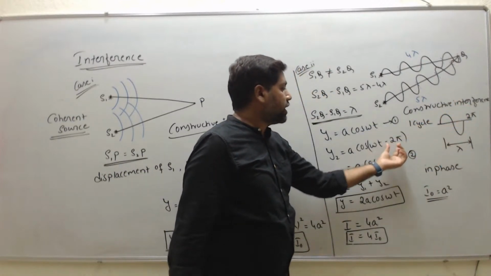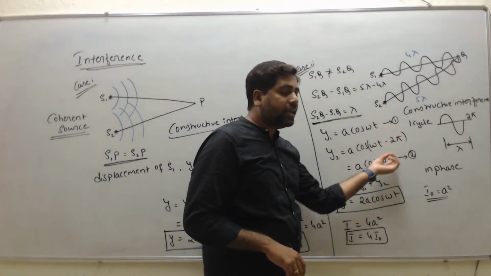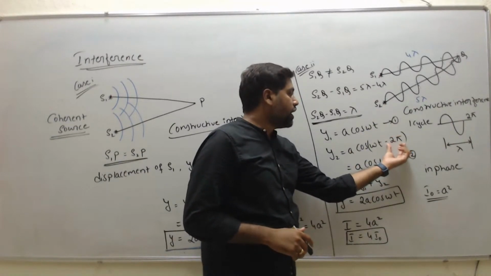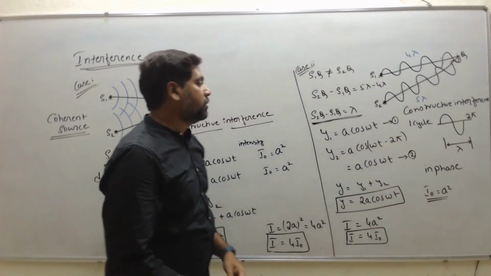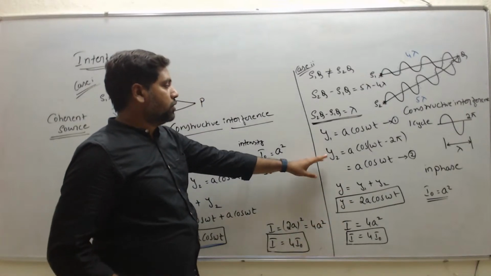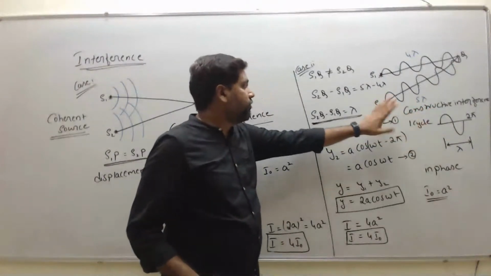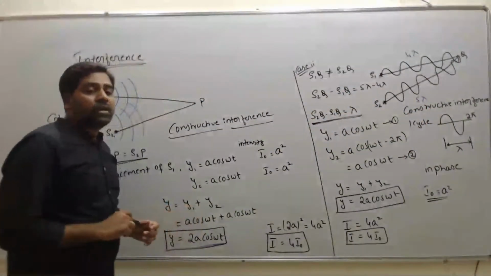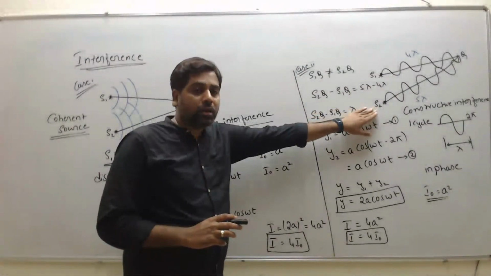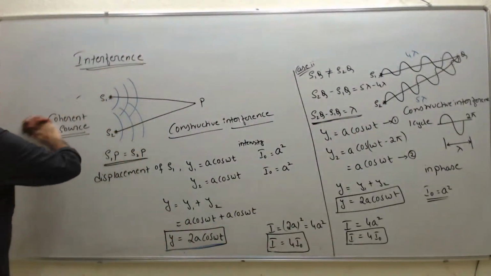So we are going to take here minus 2 pi. Minus 2 pi represents delay. The source S2 is delayed by one cycle. That's why we have taken minus 2 pi. So this is the second case. We have to understand this one. So in the second case also we get constructive interference when the source S1 reaches the point Q earlier than S2, right? So move on to the next case, that is the third case.